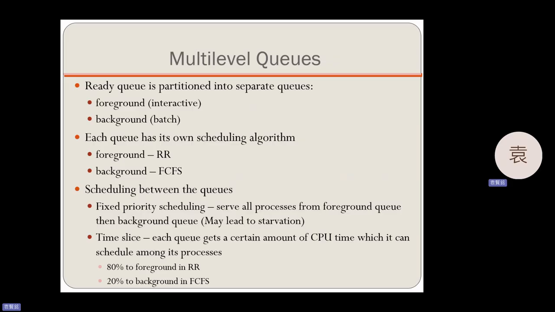This type of scheduling policy we call multi-level queues. The ready queue is partitioned into several queues. For example, there are two kinds of processes. One is interactive jobs. For this kind of job, it requires the response for each request to be fast enough. Sometimes we call this kind of job foreground jobs. The user is interactively interacting with the system.